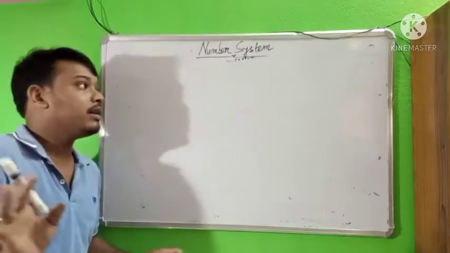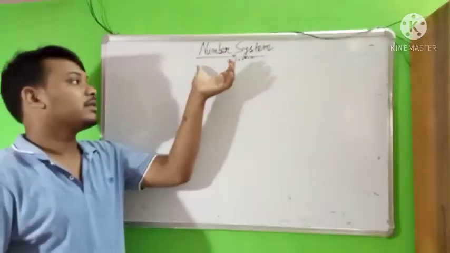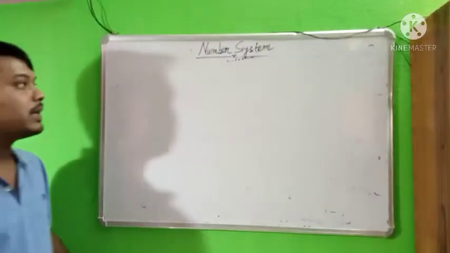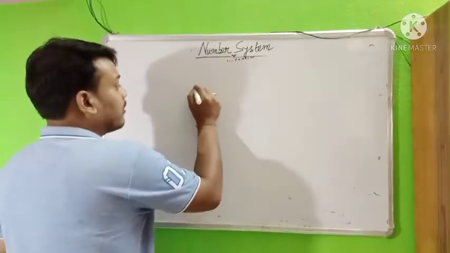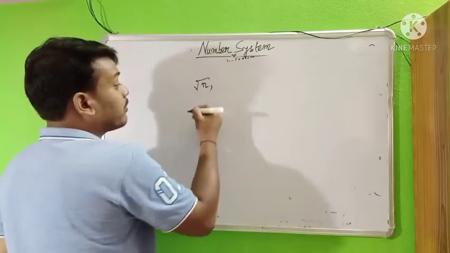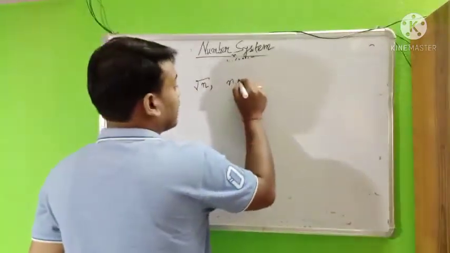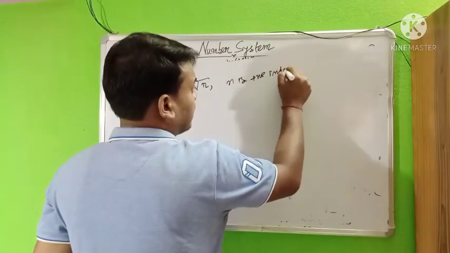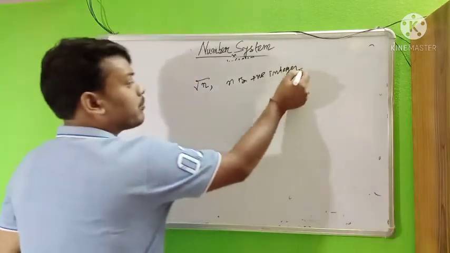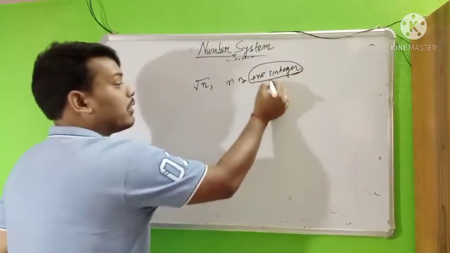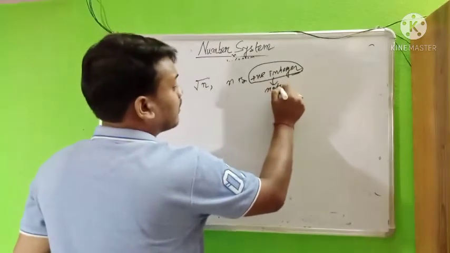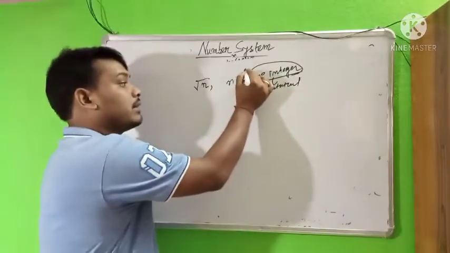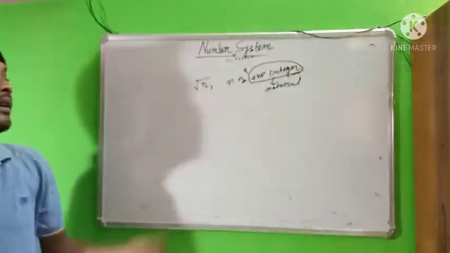Hello everyone. Today I am going to discuss some part of the number system, some concepts of the number system. In the previous class, we have already done how to draw root over n, where n is a positive integer, and positive integer is similar to natural number. So n is a positive integer, or n is a natural number.